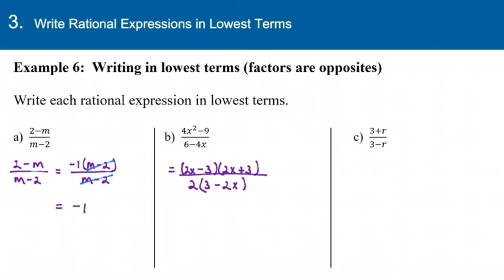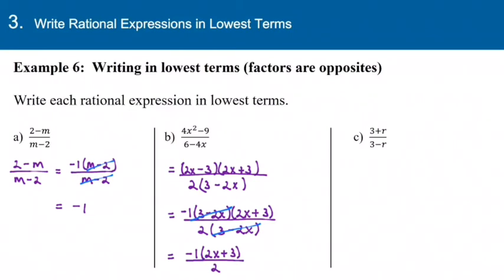And so that's going to make this top become negative 1 times 3 minus 2x, and then this stays the same. In the bottom, we'll still have 2 times 3 minus 2x. And now we have 3 minus 2x in both top and bottom. Those can be canceled, and we're left with negative 1 times 2x plus 3 all over 2. Some people are going to say you should distribute the negative 1, but it's not required. It's not wrong if you do it, but it's just not necessary, so I'm not going to do it here.